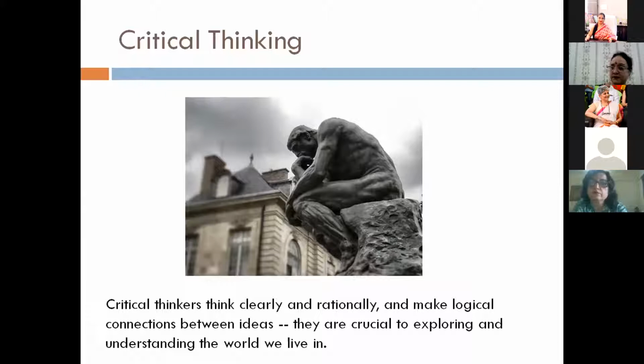Critical thinkers think critically and rationally, and make logical connections between ideas. If there is an idea, we think of pros and cons as leaders. One idea comes in from here, and then do I have to think about the pros and cons, and then somewhere in between I settle down.